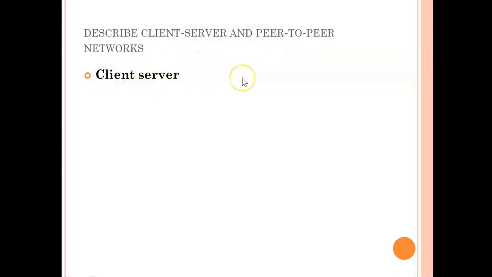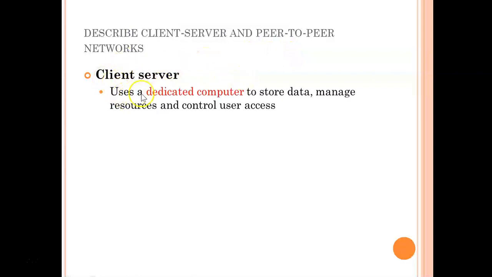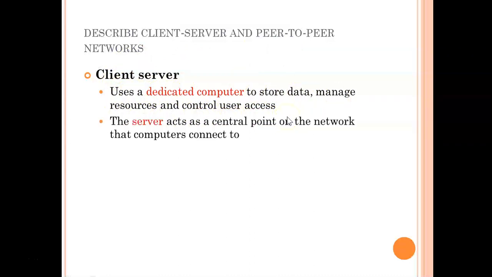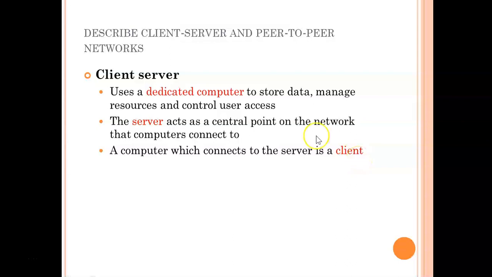So what is a client-server network? This is a network that uses a dedicated computer to store data and manage resources and control user access. The server acts as a central point on the network that the computers can connect to, and a computer which connects to the server is a client. So this is what a client-server network is. It just has one main computer which manages how the network functions, and it can act as a central point which computers can connect to.